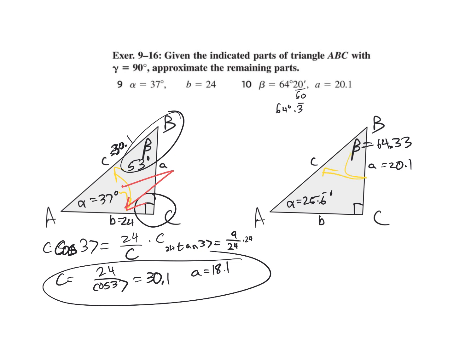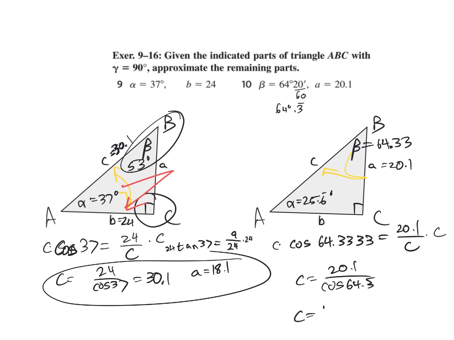I'm going to use beta because that's what was given, and I'll use the adjacent leg and the hypotenuse. So that's cosine again. The cosine of 64.3 equals the adjacent leg over the hypotenuse. You multiply by C and then divide. So C is equal to 20.1 divided by the cosine of 64.3 repeating, and that's 46. So C equals 46.4.